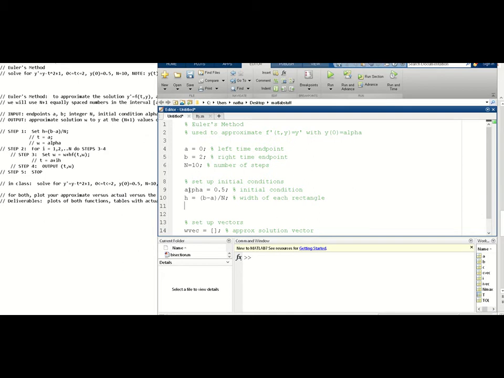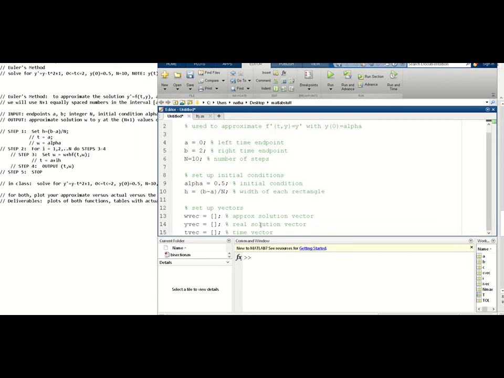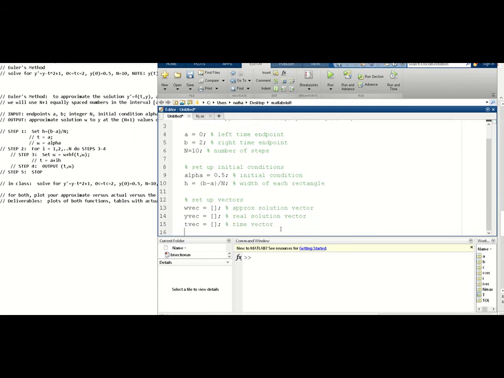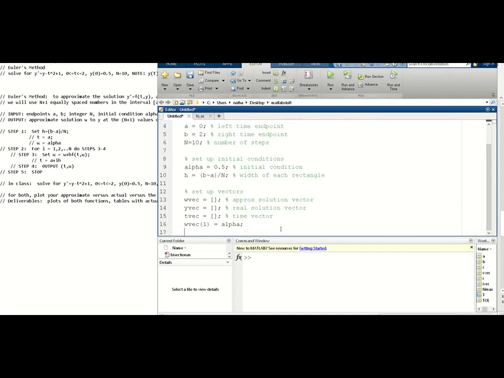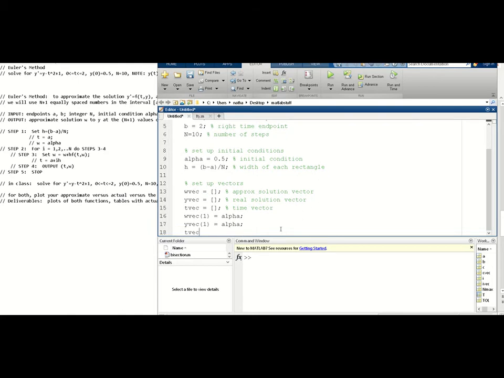And then it says t equals alpha. I'm going to do that down here, okay? So look, W vector at the first location needs to equal alpha, right? Because that's the initial condition. The y vector at the first space also equals alpha. We know that. The t vector in the first position is equal to a, because that's the left endpoint. Okay, so those are the three vectors that we wanted to set up. And that gets us through step 1.